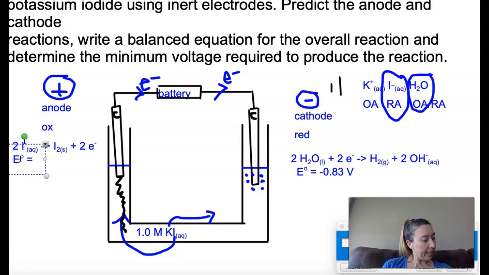Okay, so we need to get the E naught for iodine. It is positive, sorry, I'm looking at my sheet sideways, 0.54.